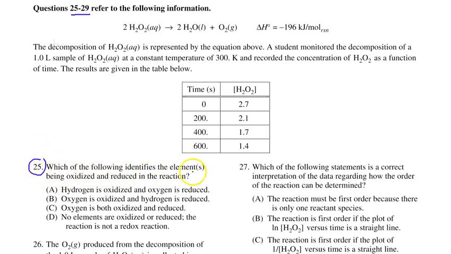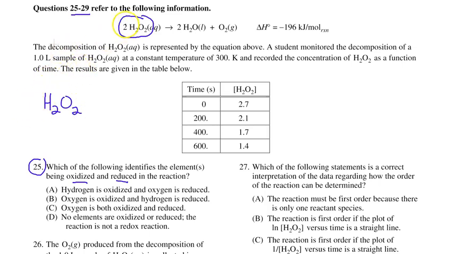Which of the following identifies the elements being oxidized and reduced in the reaction? So here's my reaction. And now I'm going to need to understand who got oxidized and who got reduced. Since I only have one reactant, the key is going to be right in that one. What helps to figure out who is oxidized and reduced is to write oxidation numbers. So H2O2, very basic skill. Let's go find the oxidation numbers.